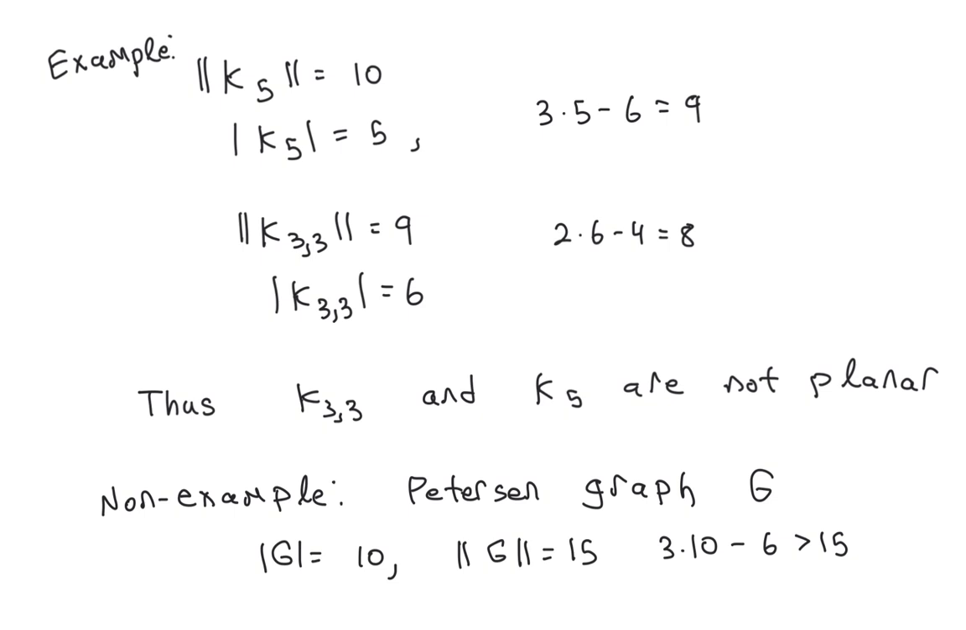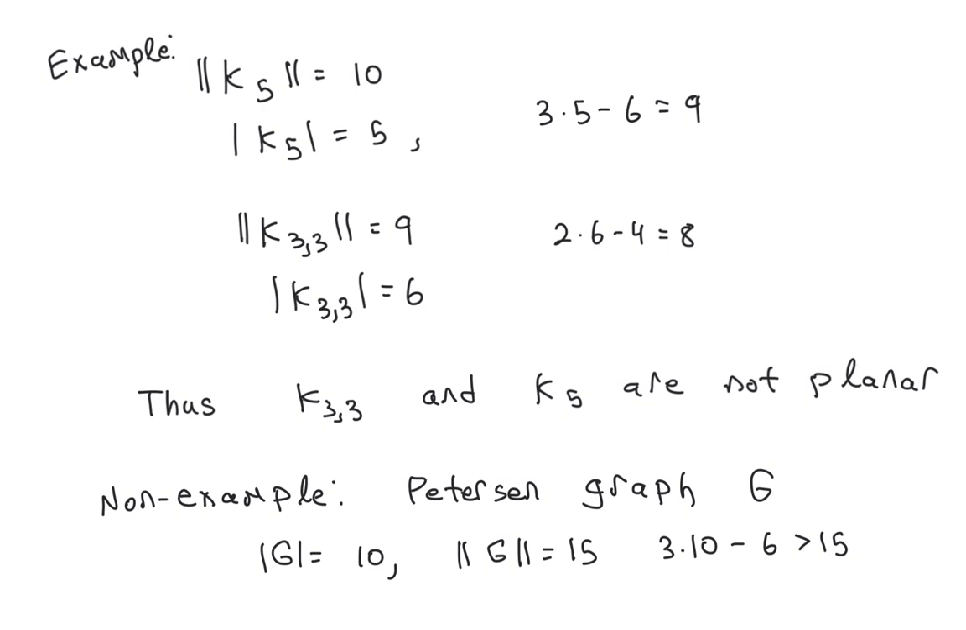So as a corollary of this result, we can look at K5. If you count the number of vertices, there's 5. If we look at our formula, we see the most number of edges in a planar graph on 5 vertices is 9, but K5 has 10 edges. So this tells us that K5 is not planar. And similarly, larger complete graphs also cannot be planar for the same reasons.